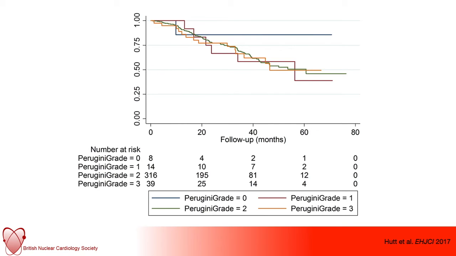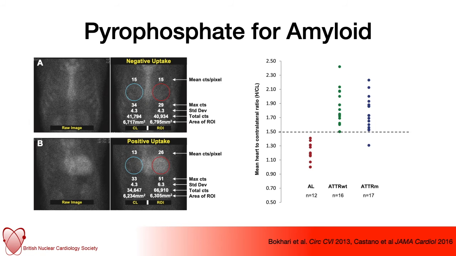And this is interestingly what they do in the US, where they use pyrophosphate, so PYP scintigraphy, which is akin to DPD but subtly different in other ways, and ways that we're only really beginning to fully appreciate. So Boccari and colleagues in 2013 used a heart to contralateral ratio, where they draw a region of interest over the heart and a region of interest over the contralateral lung, and found that a heart to contralateral ratio of over 1.5 was remarkably sensitive, around 97% sensitive and 100% specific for TTR cardiac amyloid. You can see that on the graph on the right-hand side, and this was in around 45 patients that they had.